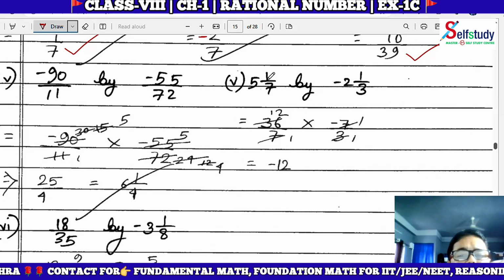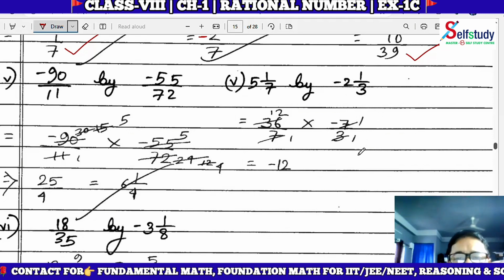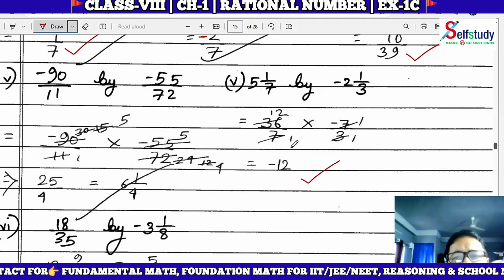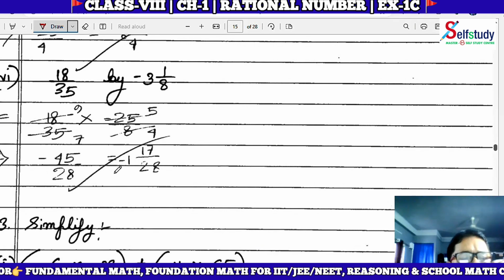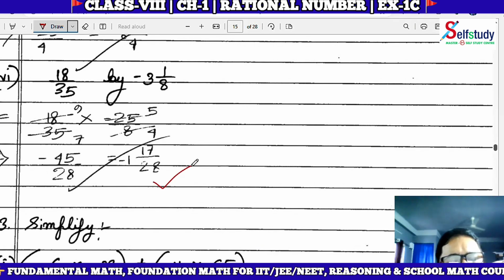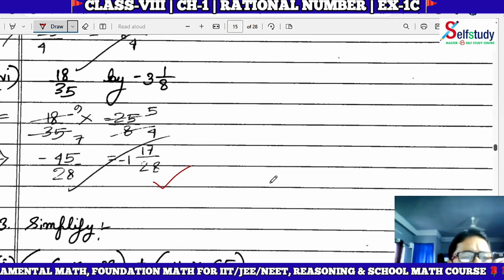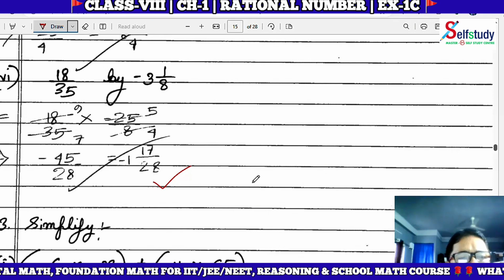7 5s are 35 plus 1, 36 upon 7, and 3 2s are 6, 1 7. -7 by 3. Reduce the number, minus 12 has come. Okay, the answer will be negative only, that's fine. So in this way the answer came -1/17/28. So it's all right. Later on also, if you find anything, please bring it to my knowledge. Okay, so now the next is simplify.